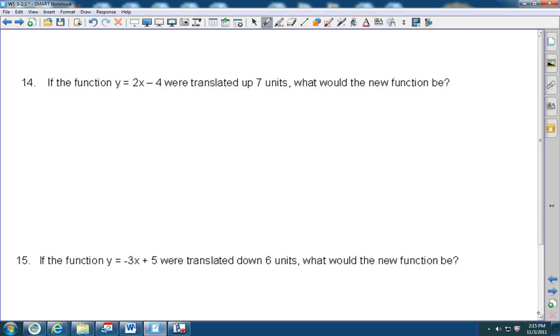Next. Okay, here's the next one. If you have this equation and it was translated 7 units up, what would be the new function? Well, right here it says up 7. I could put +7, and all I'm doing is putting the y-intercepts together right here. So my slope will be the same. Y equals 2x, -4 + 7 is 3.